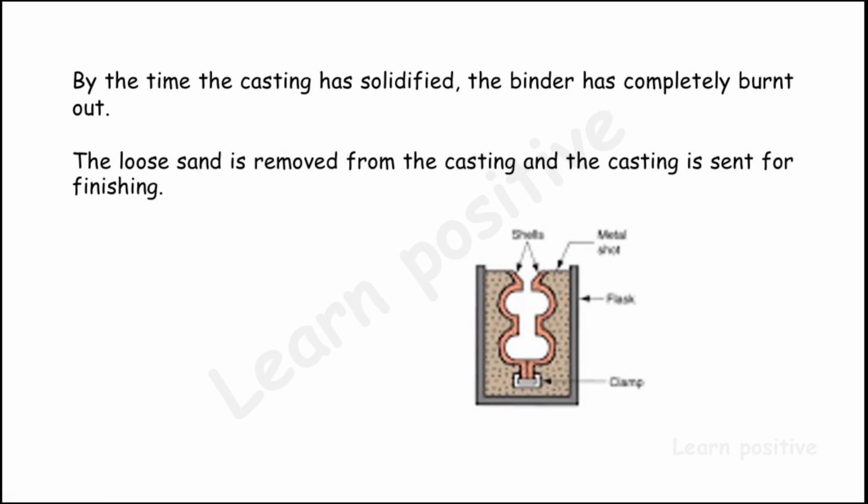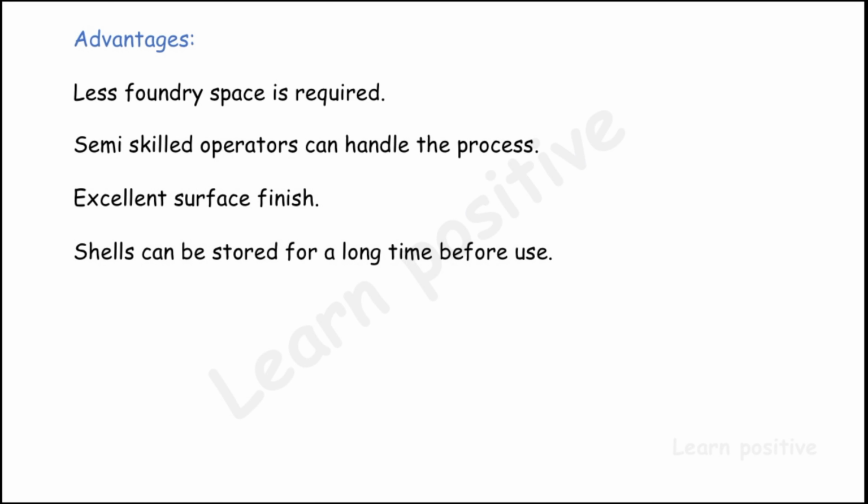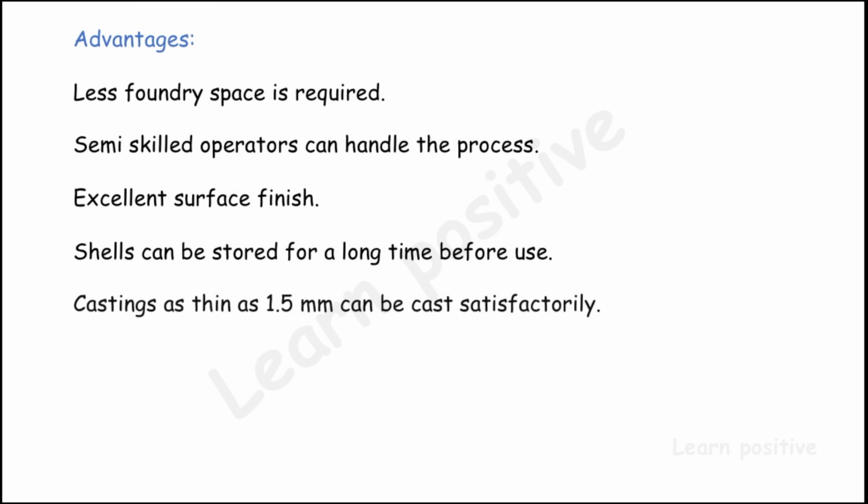When the heat of the molten metal starts burning the resin binders of the mold, gas escapes through the shell walls. By the time the casting has solidified, the binder has completely burned out, the loose sand is removed from the casting, and the casting is sent for finishing. So the advantages of shell molding are that less foundry space is required and a semi-skilled operator can handle the process, and also we get an excellent surface finish, and the shell can be stored for a long time before use.